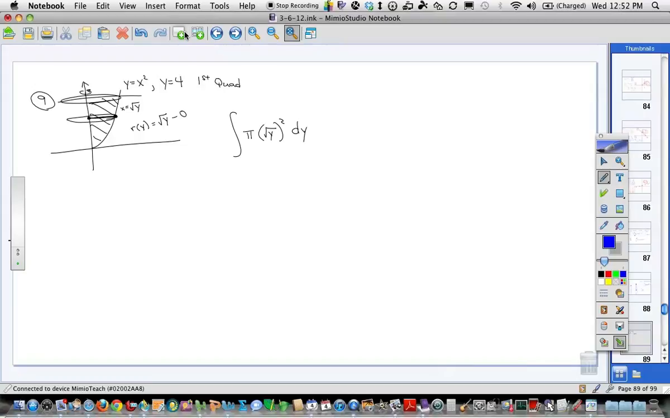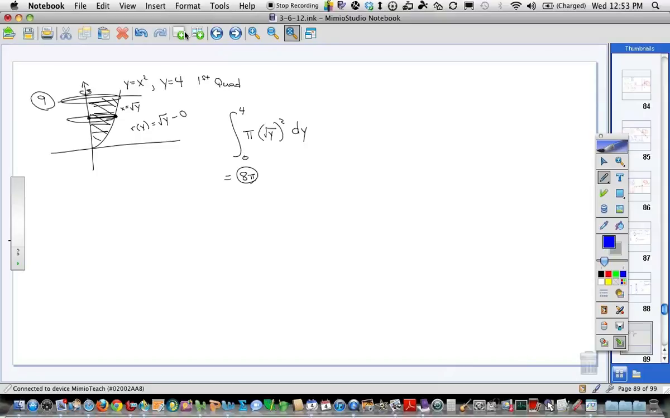And the integral goes from 0 to 4. Again, just like last week, the strip fills the space from 0 to 4. Because this up here is the point 2, 4. So you type that all in and you get what for your answer? 8 pi. Right?